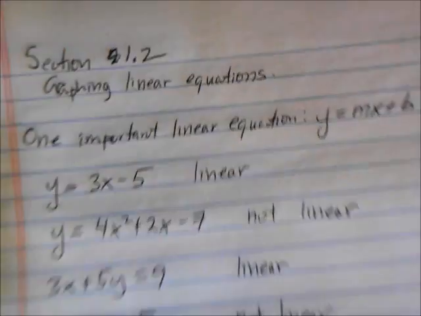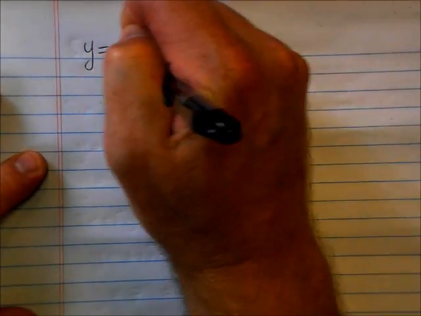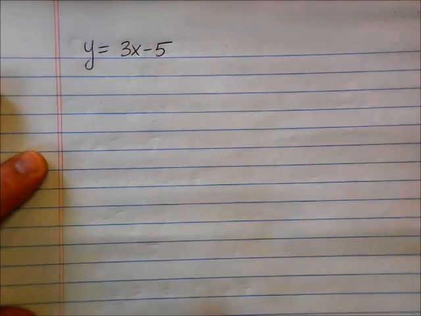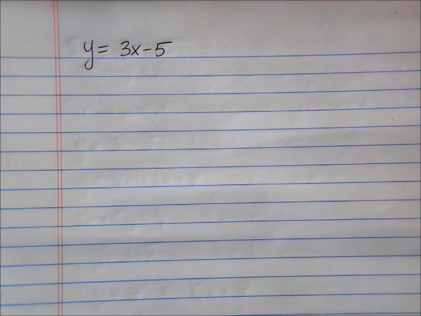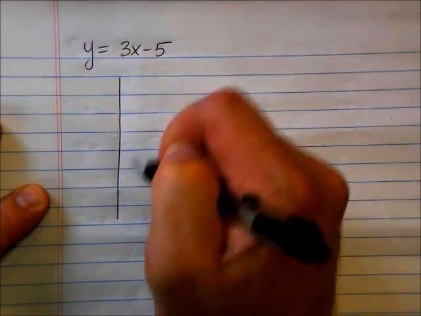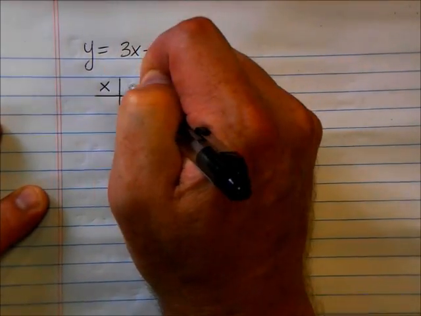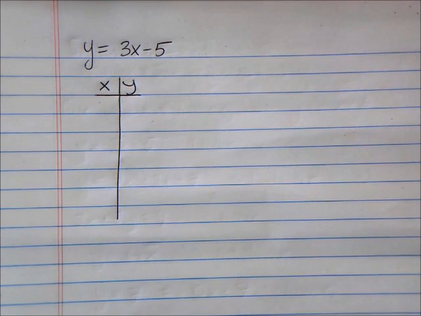All right, now how do we graph a linear equation? Let's pick a couple that were linear here. Let's see, y equals 3x minus 5. We're going to graph that. There are many different ways to graph linear equations, and I'm sure some of you have had algebra in the past and you know some tricks about graphing linear equations. But what we're going to do in this section is build a t-chart. X and Y, like so.